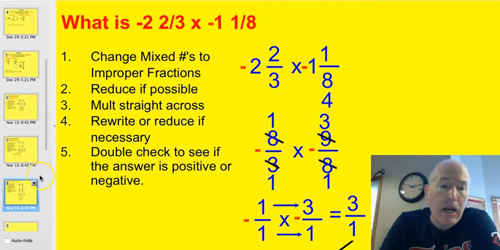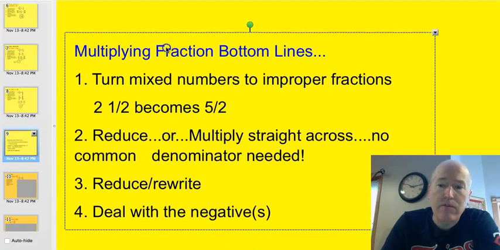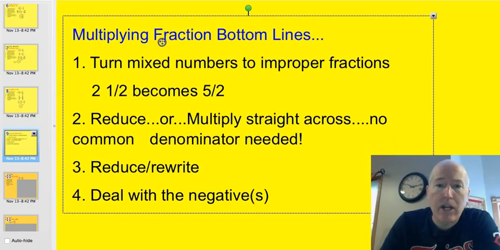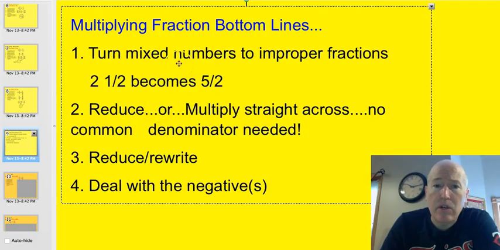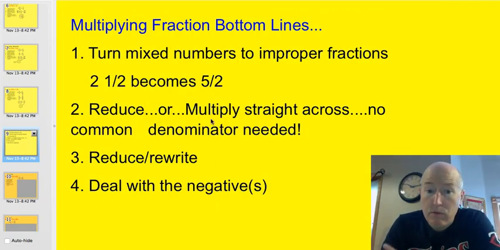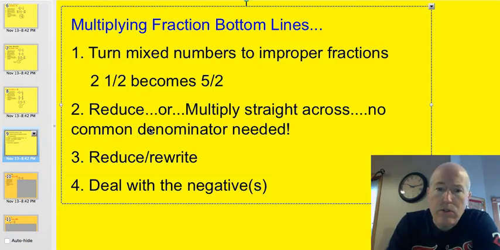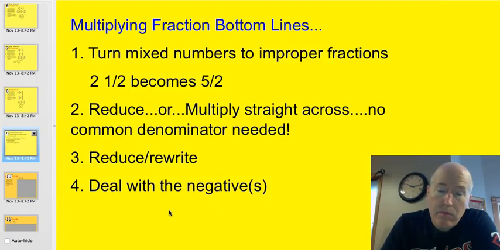All right, I believe it's time for you to try some. Oh, I got my bottom lines. Here's my bottom lines for you when multiplying fractions, mixed numbers. Turn the mixed numbers into improper fractions. Reduce if you remember, or multiply straight across. There's no common denominator needed or anything like that. And then reduce or rewrite at the end. You're going to have to flip that improper fraction back into a mixed number and make sure you deal with the negatives. So here are some problems.